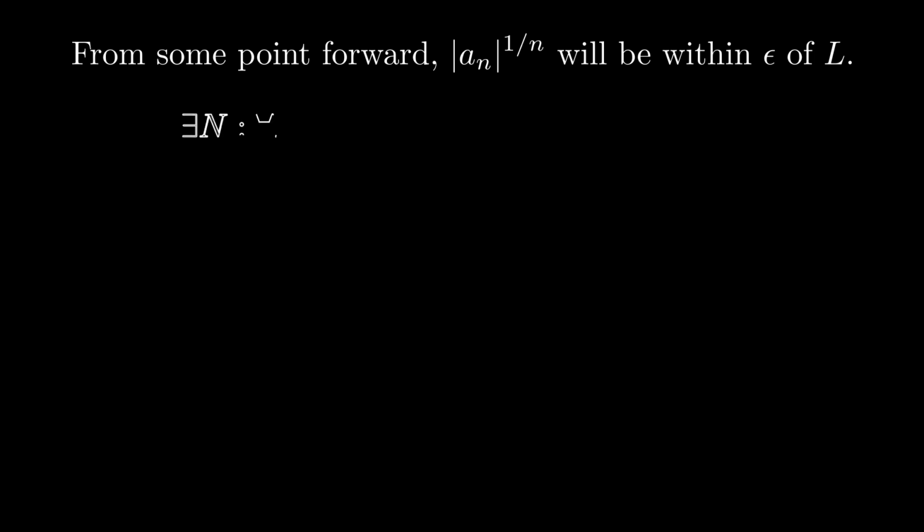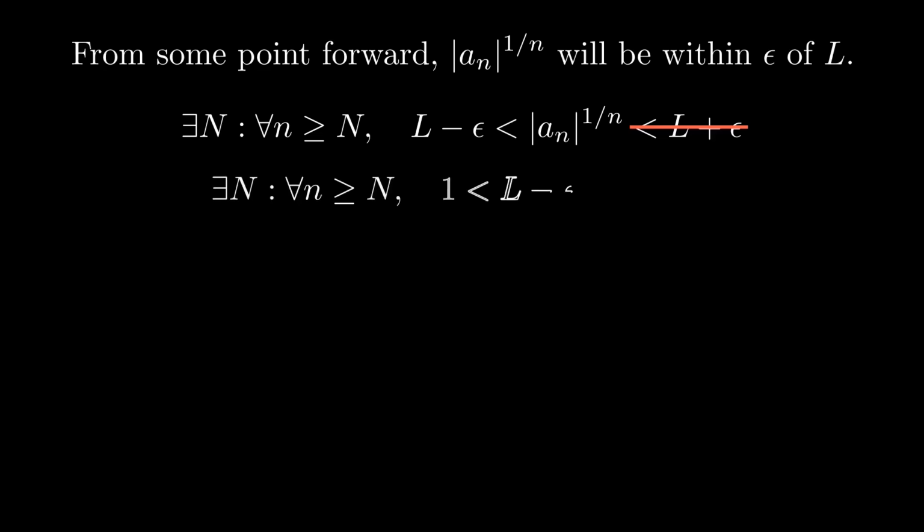So in the language of real analysis, there exists big N such that for all n greater than or equal to big N, L minus epsilon is less than the nth root of the absolute value of a sub n, which is less than L plus epsilon. We only care about the first half of that inequality, so let's rewrite that, and we will add in the fact that 1 is less than L minus epsilon. So for all n greater than or equal to big N, 1 is less than L minus epsilon, which is less than the nth root of the absolute value of a sub n.